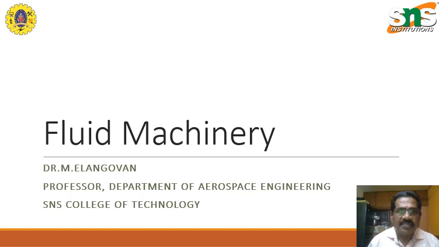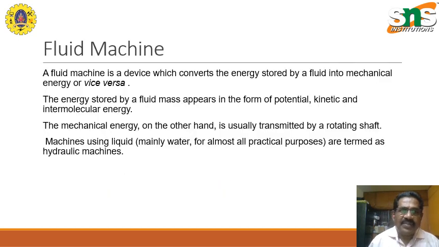Let's get started. Now, what is a fluid machine? It's a device which converts the energy stored by fluid into mechanical energy or vice versa. The energy stored by the fluid mass appears in the form of potential energy, kinetic energy, or intermolecular energy. The mechanical energy, on the other hand, is usually transmitted by a rotating shaft from one end to another end, where it is made a useful output.